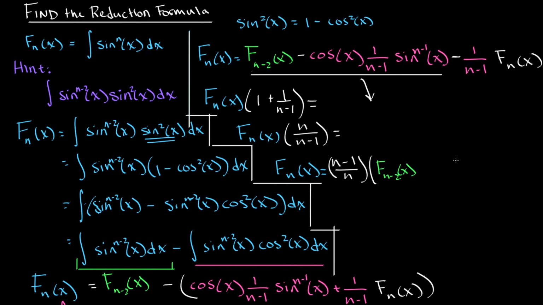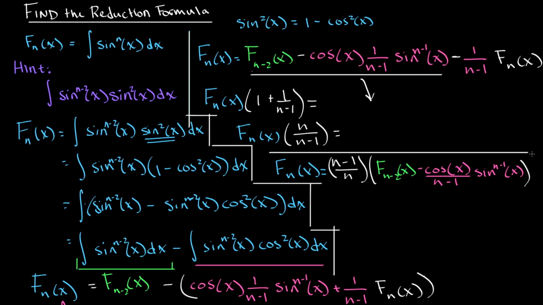And then minus cosine of x, and then maybe I'll throw this n minus 1 in its denominator, so over n minus 1, times sine of x to the n minus 1 power. And we got it to fit. There we go. This right here is our reduction formula.